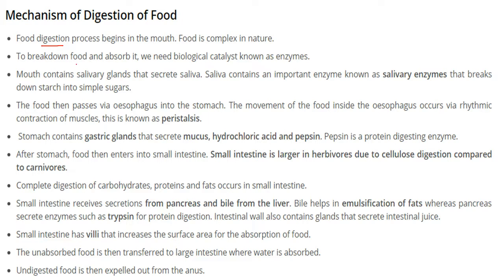For breaking the food, and in order to absorb that food, we need some catalyst, and these are called biological catalysts or enzymes. The mouth has salivary glands, and they secrete saliva. Saliva contains the important enzyme known as salivary enzymes, and that breaks down the starch into simple sugars. Most of the food contains starch. We need to break it down to simple sugars, and the food then goes via the esophagus into our stomach.